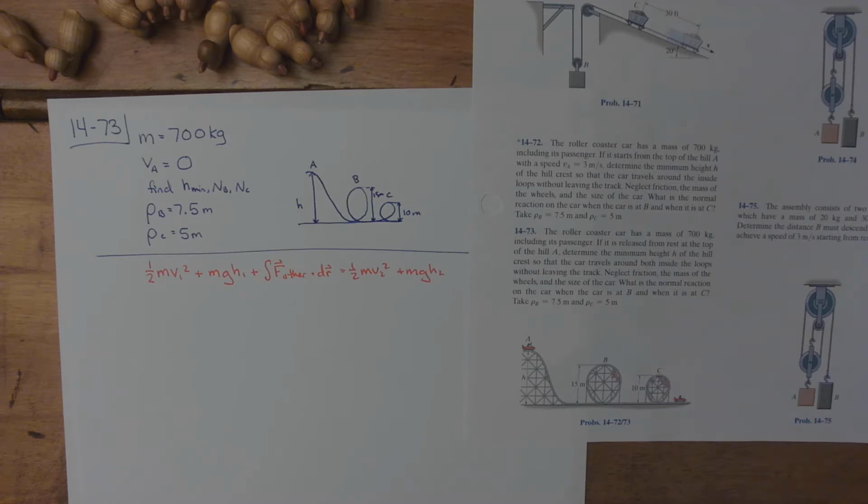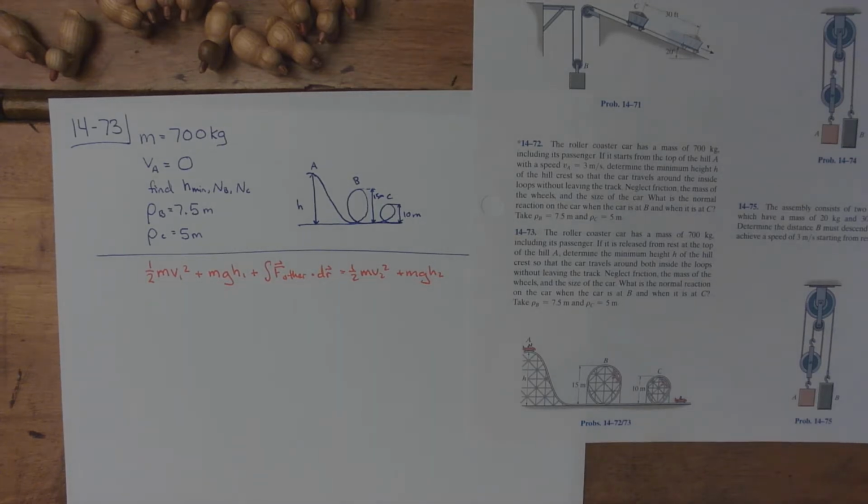Inside both the loops, without leaving the track. Neglect friction, the mass of the wheels, and the size of the car. What is the normal reaction on the car when the car is at B and when it is at C? The radius of curvature for B is 7.5 and the radius of curvature for C is 5.